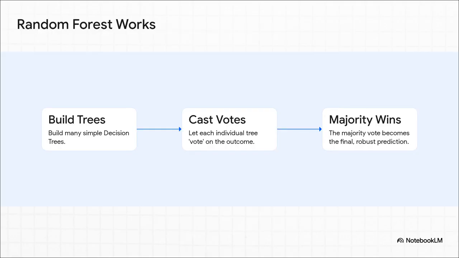A perfect example of this is a random forest. Remember those simple little decision trees we just talked about? Well, a random forest just builds a whole bunch of them, a forest of them. Then each tree gets to vote on what it thinks the right answer is, and whichever answer gets the most votes wins. That one simple act of voting makes the final prediction way more accurate and reliable than any single tree could ever be on its own.